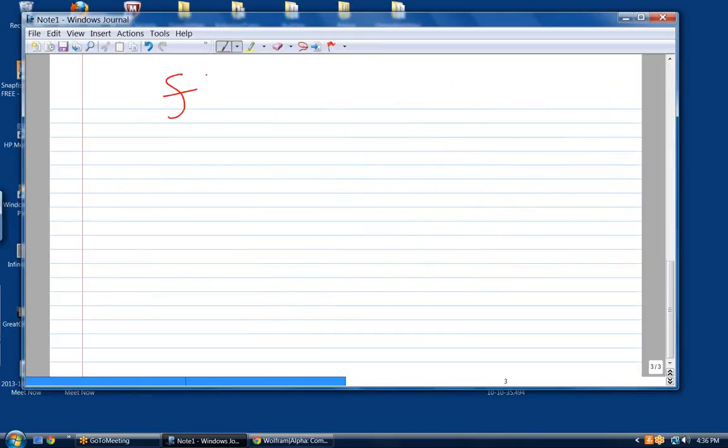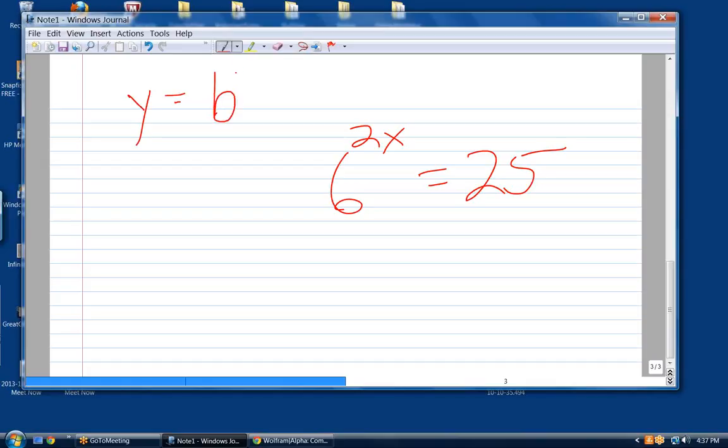6 to the 2x equals 25. Write in logarithmic form. So is it just 2x equals log 25 to the 6? No. Start with this. This is very important.